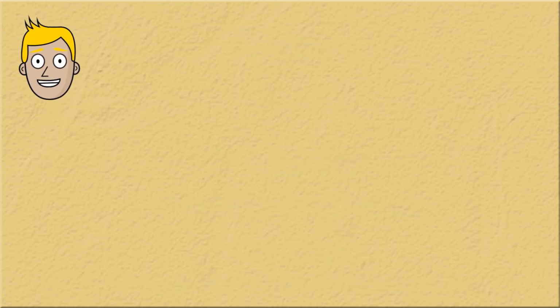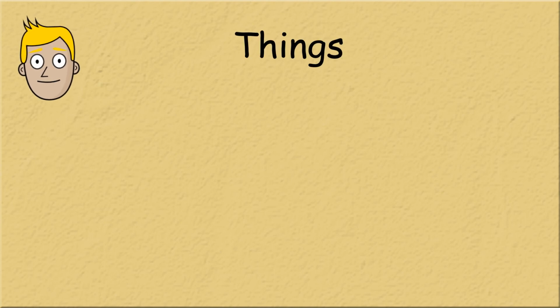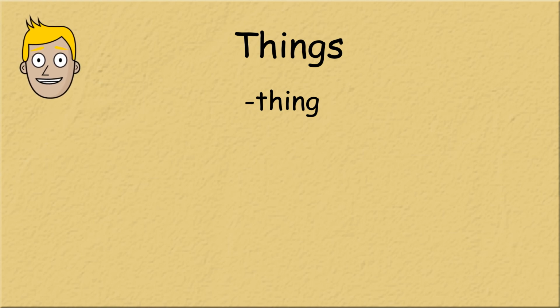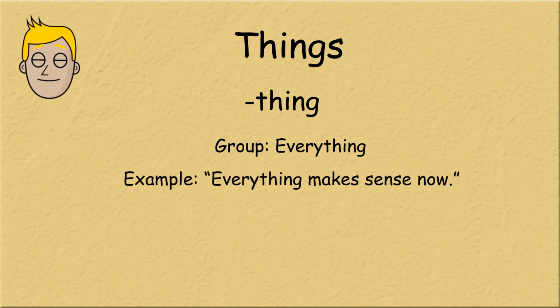Our final category of nouns we can use indefinite pronouns for are things. This is probably the easiest one to use because these pronouns end with the suffix thing. Just like with the other indefinite pronouns, when we refer to all of the things, we can use the pronoun everything. As in the example, everything makes sense now.